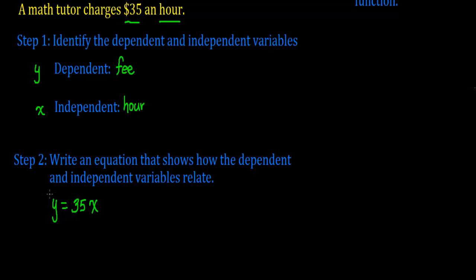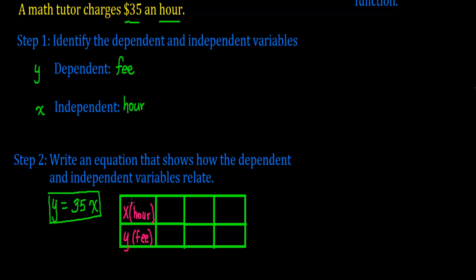If this is not easy for you to do, to write an equation like this directly, then you can try and do this. You can make a table. Okay, so here's my table. X, which is hours, right? X is hours, and Y is fee, the fee. I can make a table and say, well, if the person works for 1 hour, what would the fee be? Well, that would be $35, right? Because it's $35 per hour. That's what it says here.